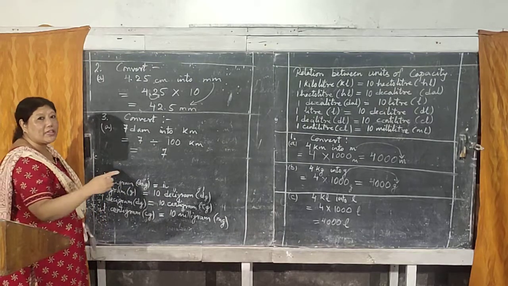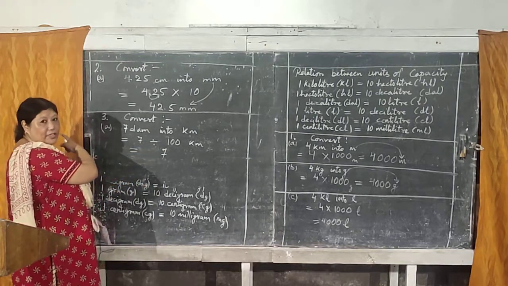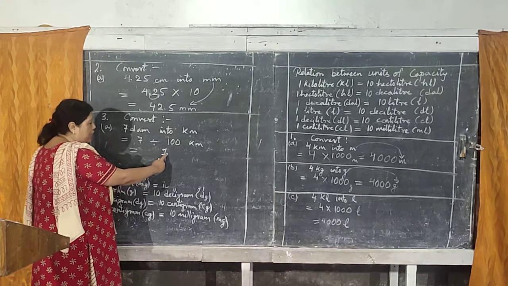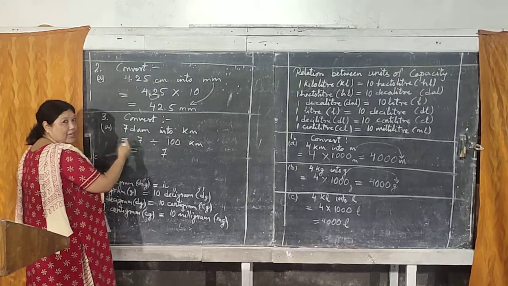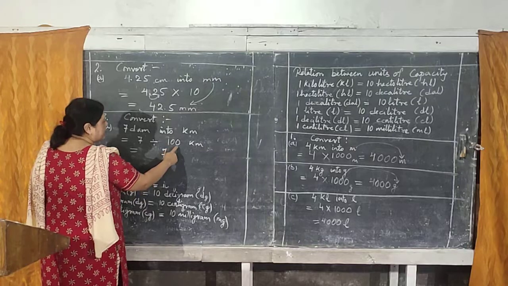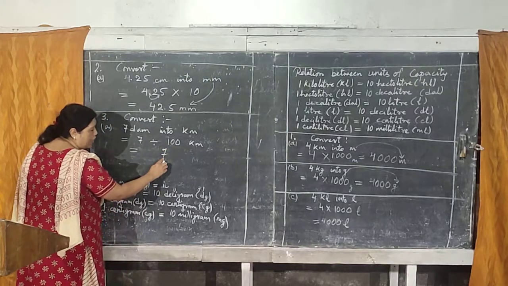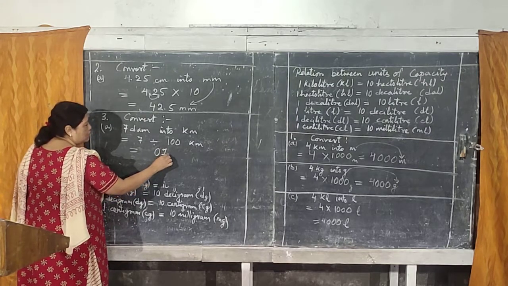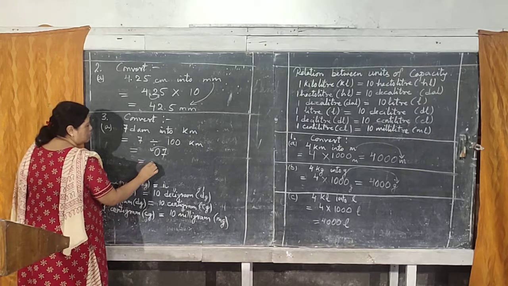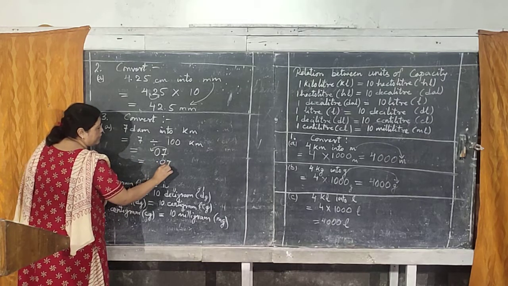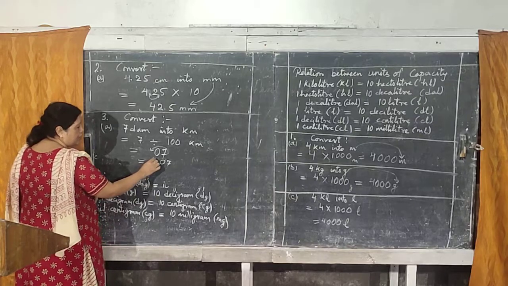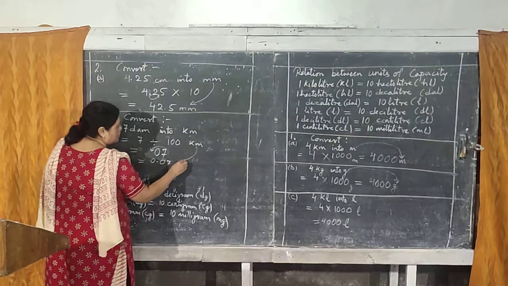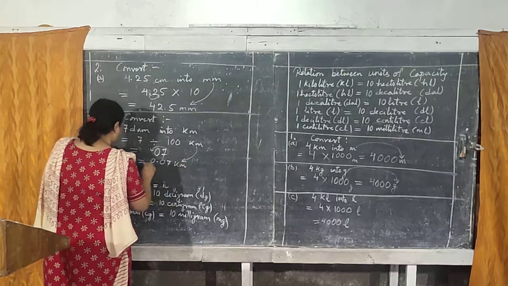In division, what happens? The decimal will move to the left-hand side, isn't it? This is a whole number, so the decimal will always be here. It will move this side. How many steps? Two steps. So answer will be 0.07, and since there is no number here, it will be 0. So the answer will be 0.07 kilometer.